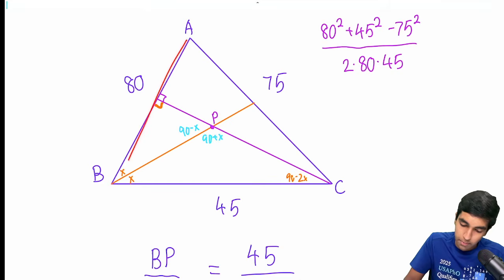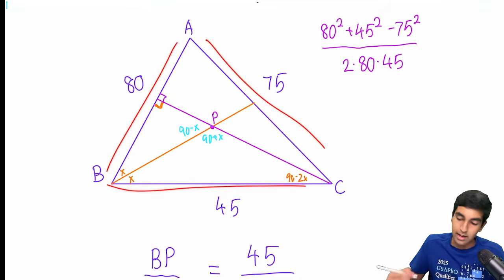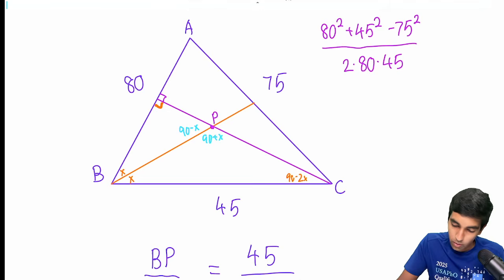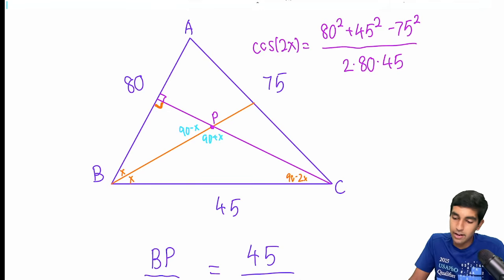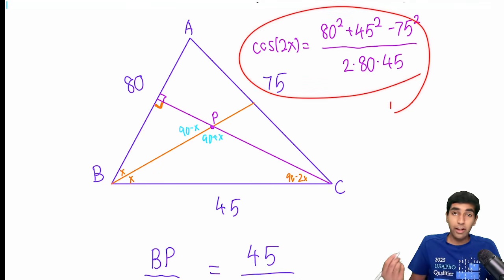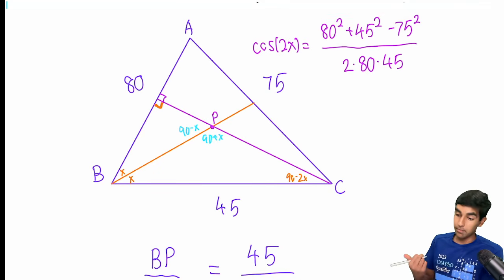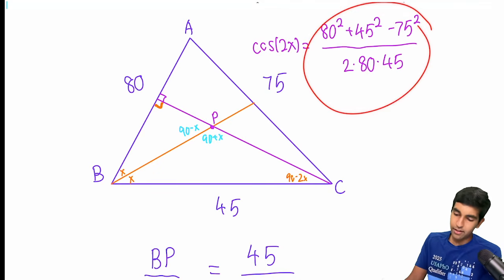We have this squared plus this squared minus the side length squared, over 2 times these side lengths, and this is going to be equal to cosine 2x. It's just the law of cosines rearranged. A nice shortcut for the law of cosines might be good to keep in mind for future problems. Okay, so now we have this, it's equal to this.